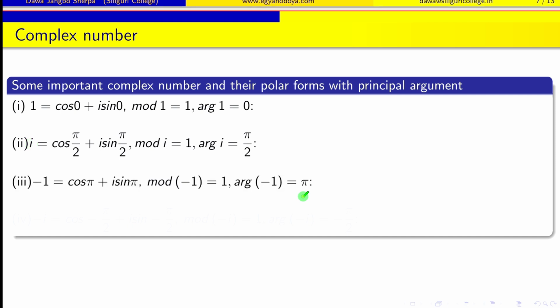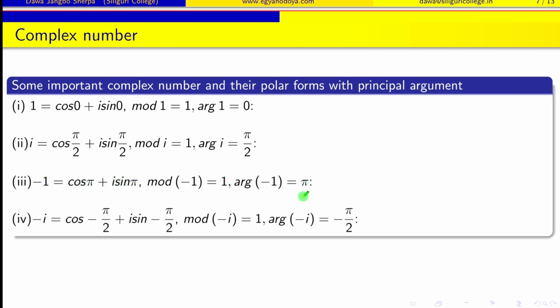Next is minus 1. The polar form of minus 1 is cos pi plus i sin pi. The modulus of minus 1 is again 1 and the argument of minus 1 is pi. And the fourth one is minus i, and the polar form of this complex number is cos of minus pi by 2 plus i sin of minus pi by 2. Here the modulus is again 1 and the argument is minus pi by 2. So these are some complex numbers with their polar forms with principal argument.